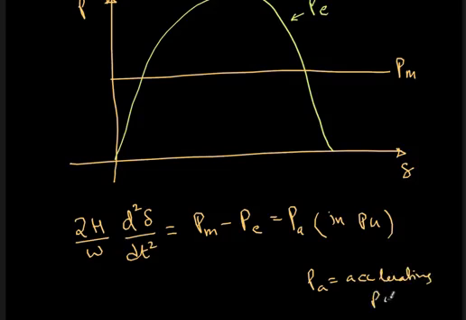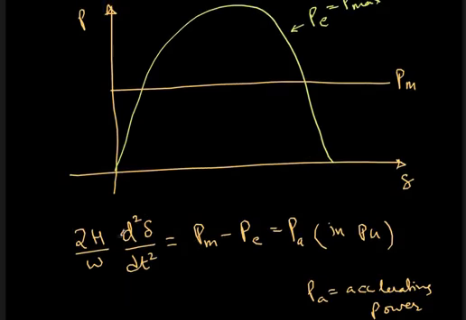Pa is the accelerating power. As the name says, if Pa is positive, that is, PM mechanical power is more than the electrical power, then the rotor will accelerate. Otherwise, the rotor will decelerate. So we are operating at this point because PM is equal to PE and this is a stable point, and this is an unstable point. So at this point PM equals PE and we are operating there at time t equal to 0. So here delta naught is the present steady state angle.